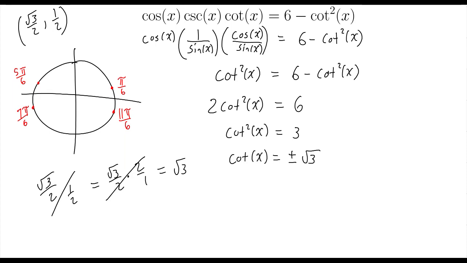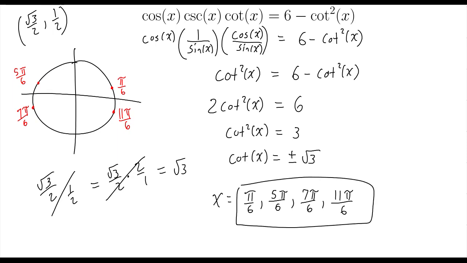Okay, so those are the 4 situations where I get square root of 3 or negative square root of 3 for cotangent. So x has to equal pi over 6, 5 pi over 6, 7 pi over 6, and 11 pi over 6. Those are my 4 solutions.